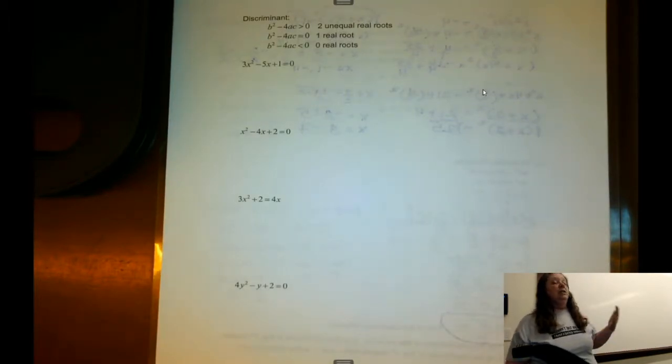So if it's greater than 0, that means we can take the square root of what's under there and you have 2 unique real roots because it's a plus or a minus. If it equals 0, you're going to have 1 real root. If it's less than 0, you have no real roots.